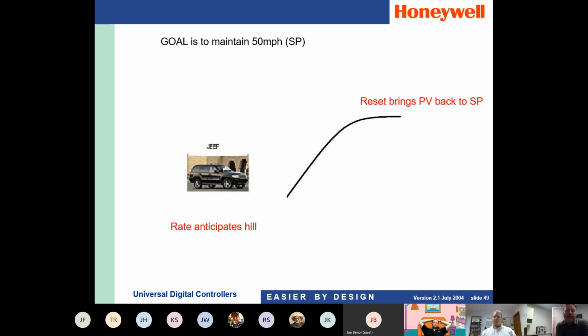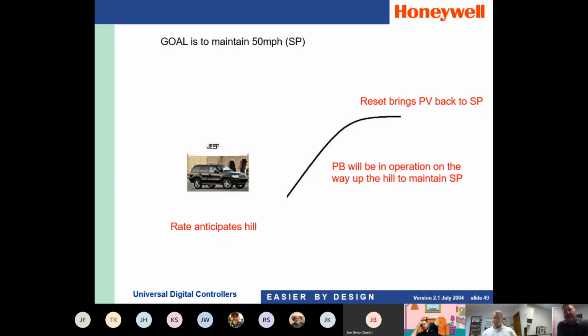So the automotive manufacturer said, in the control algorithm in this Jeep, we need to add reset action at the very top of the hill so that the controller in the car will take a look back at set point and start resetting that gas pedal so that you maintain that 60 miles per hour without overshoot or undershoot at the top.